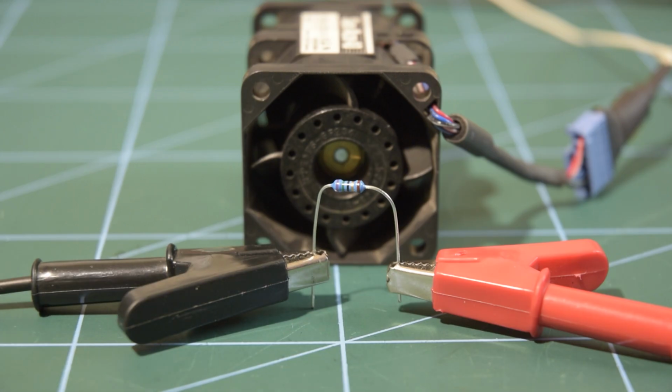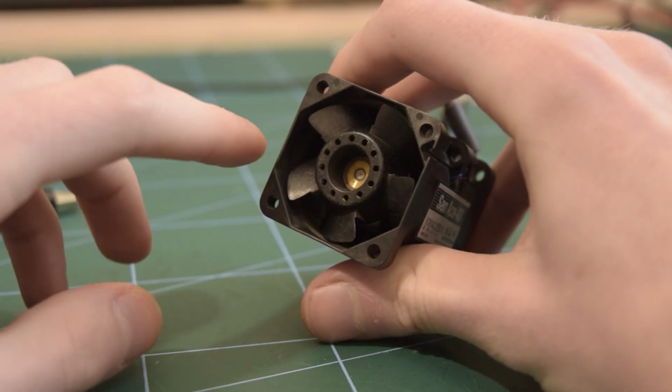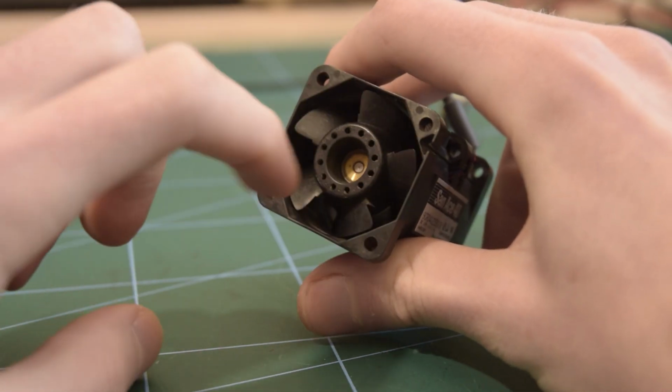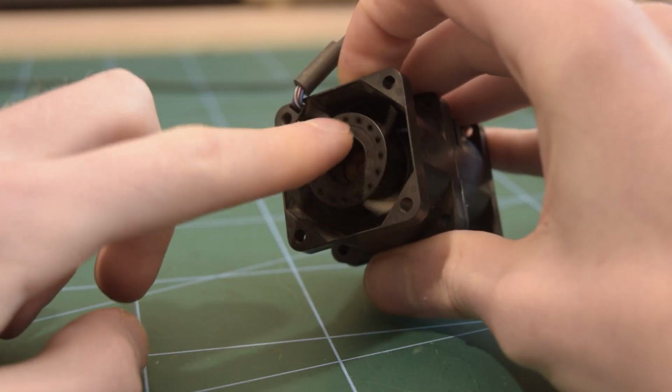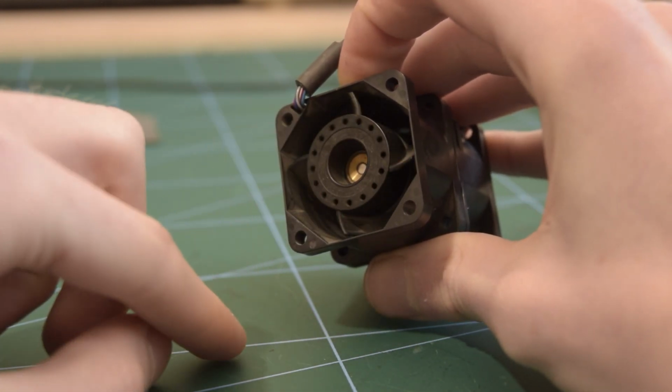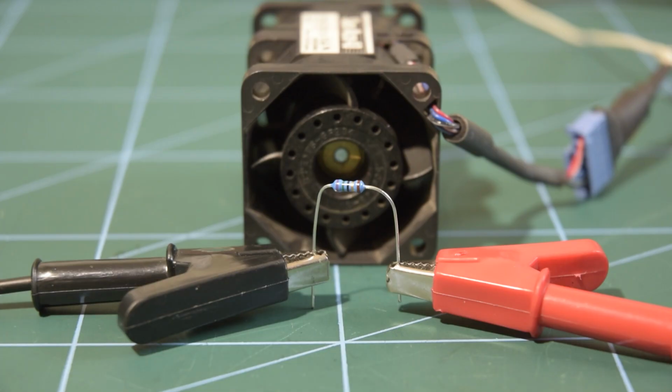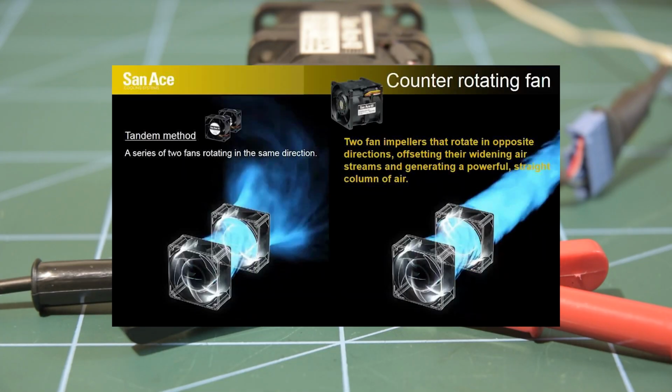For my airflow, I'm using this Sanyo Denki 40mm fan, which is from a 1U server. It's a counter-rotating fan, which means there's actually two fans back-to-back, spinning in opposite directions, and they've got different blade geometries as well. Because they're spinning in opposite directions, the jet that comes out of it is much more directional than out of a traditional fan.